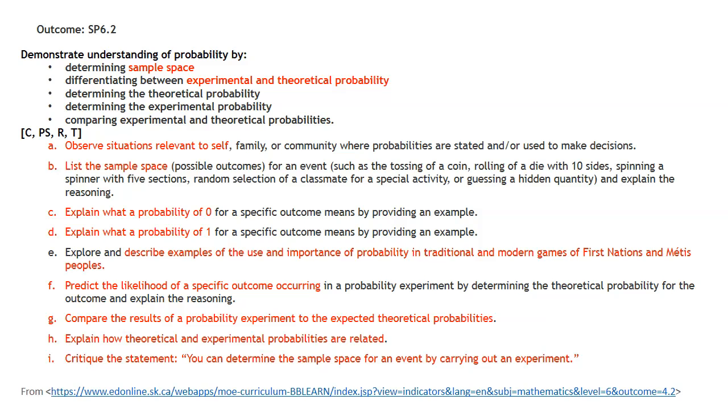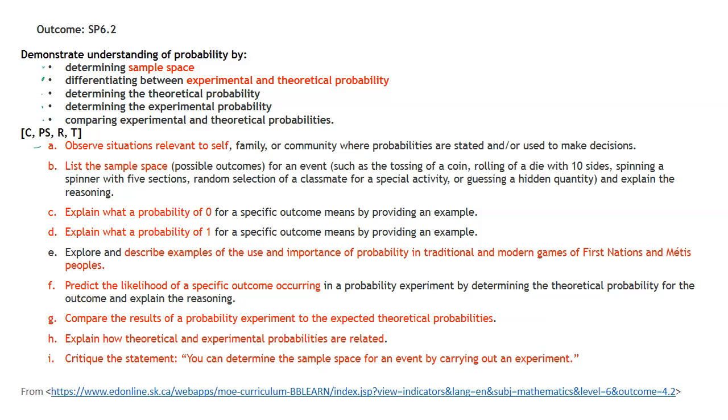Hi there, this is SP 6.2, probability. In probability, you have to be able to determine the sample space. You have to be able to differentiate between experimental and theoretical probability. You have to determine theoretical probability and experimental probability, and then compare the two.